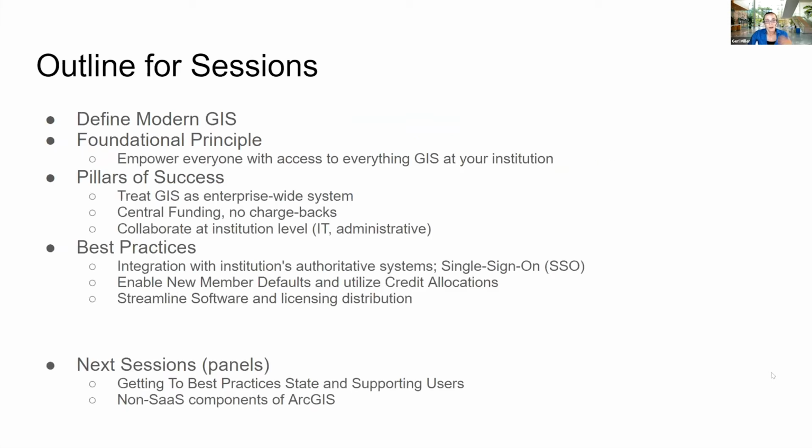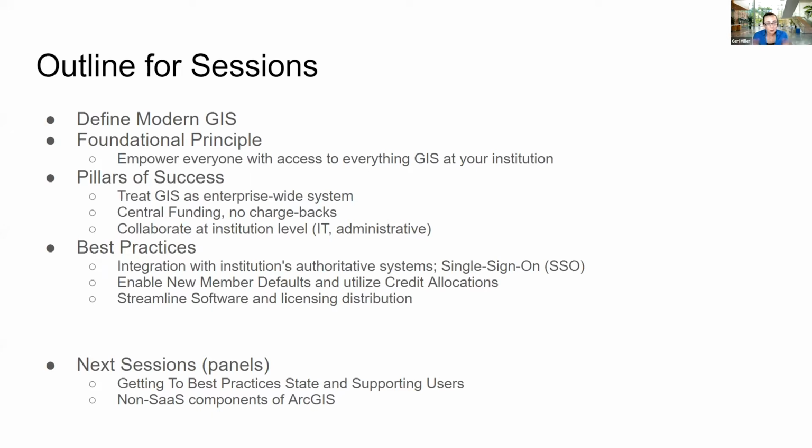So for this specific session, the outline is, we'll take a look at a quick definition of modern GIS. What does it really mean? And it has changed quite a while compared to recent years. This session is going to cover, on what you see on the slide, foundational principles. These are items that we need to keep in mind, such as empowering everyone across the institution so everyone gets access to geospatial technology.